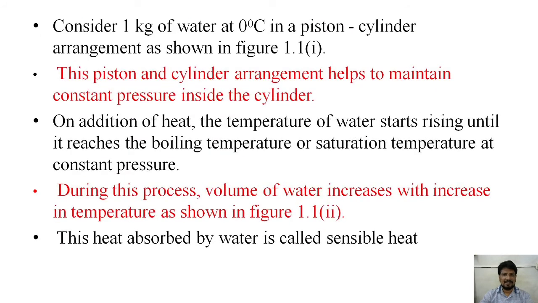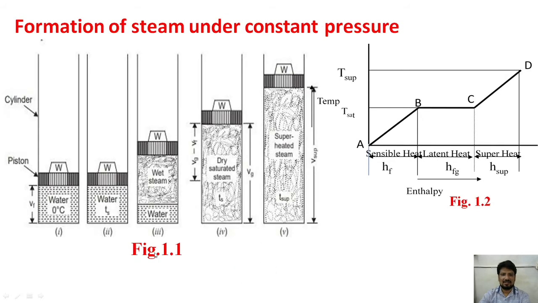The same explanation, here it is. Consider 1 kg of water at 0 degree centigrade in a piston cylinder arrangement as shown in figure 1. This one is at 0 degree centigrade. There is 1 kg of water.